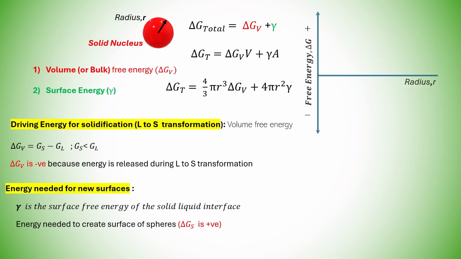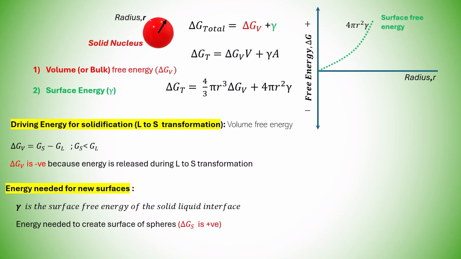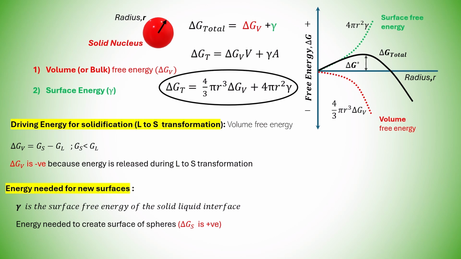When we plot the free energy with respect to radius of the nucleus, the green curve on the positive side shows the surface free energy, and the volume free energy, being a negative value, is shown by the red curve. The total free energy plot is shown by parabolic variation, represented by black color, and the topmost part of the curve represents the value of critical radius r star.